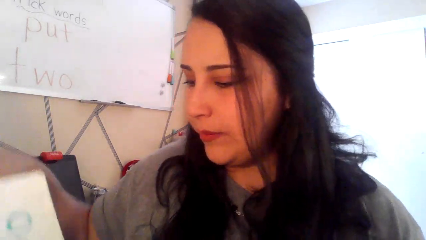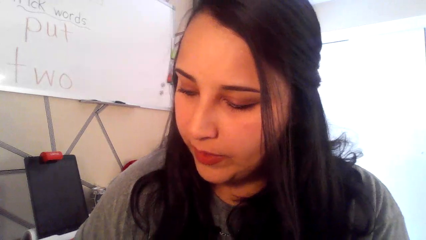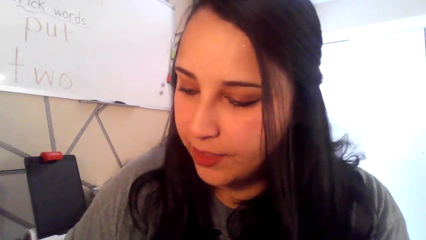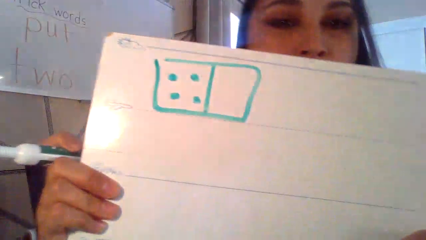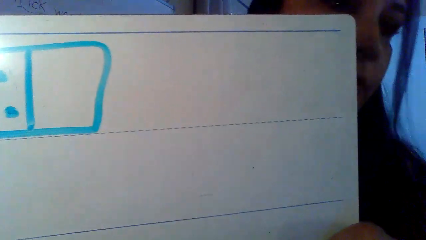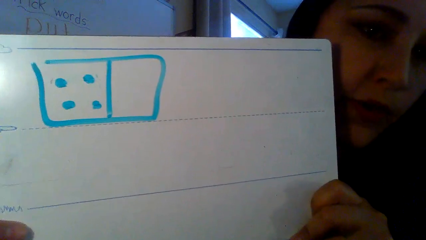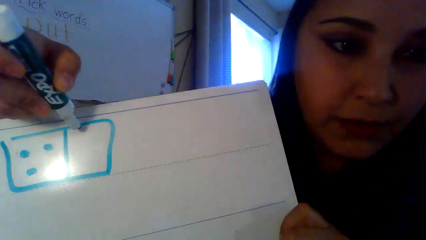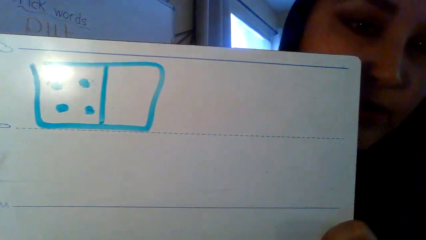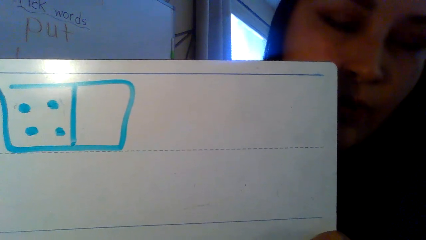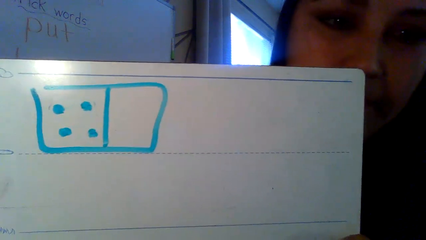There is the missing number. So the missing number, again, it'll have something like this, where it's a domino, like this, and it'll say how many more to get to 10. So you already have 4. Your job is to figure out what number we're missing on these two to get to 10.